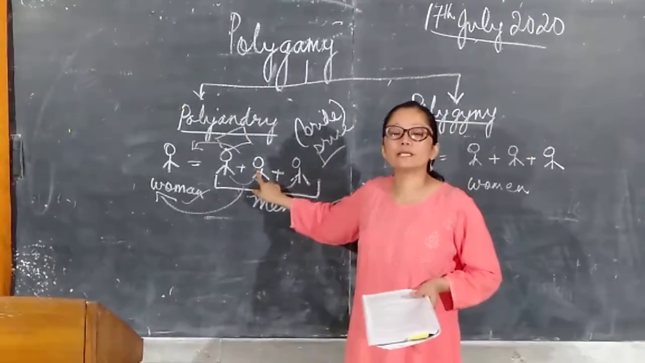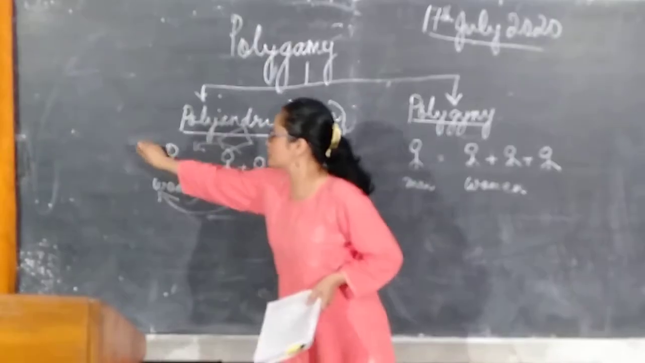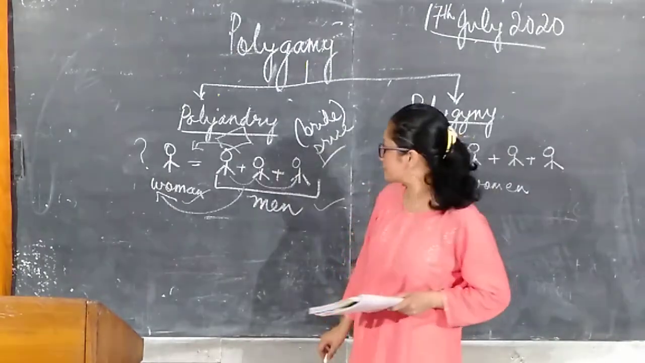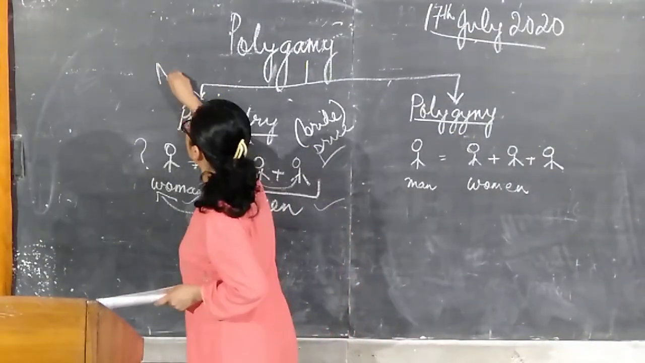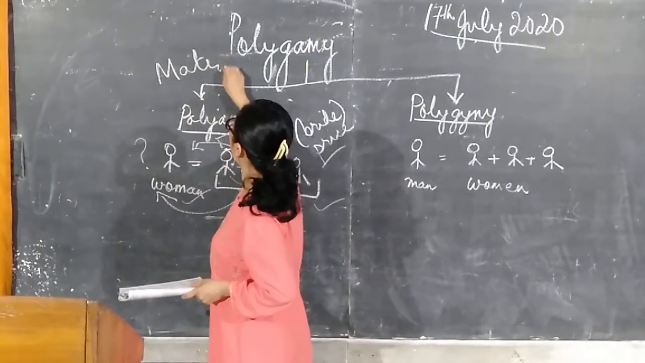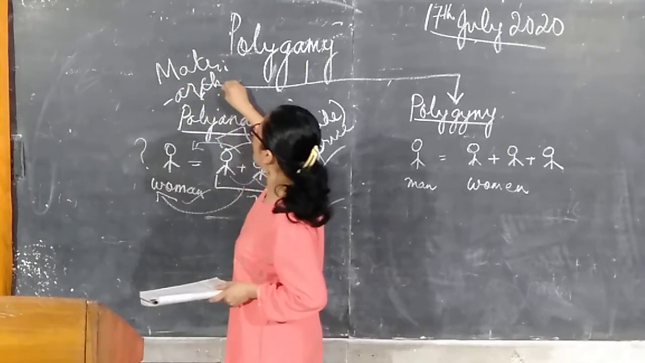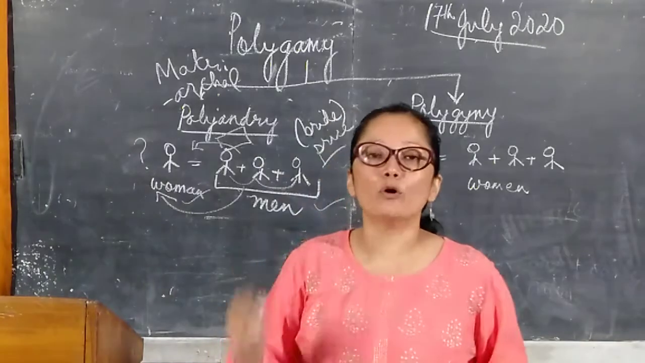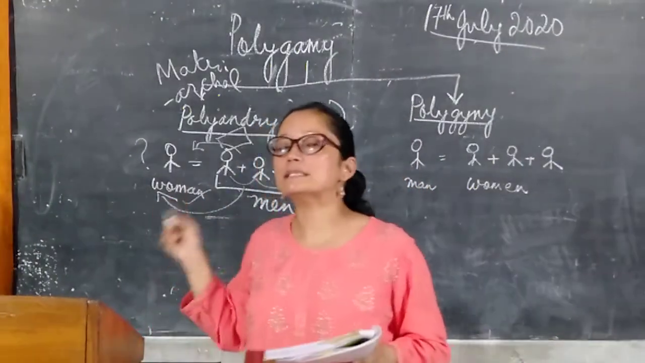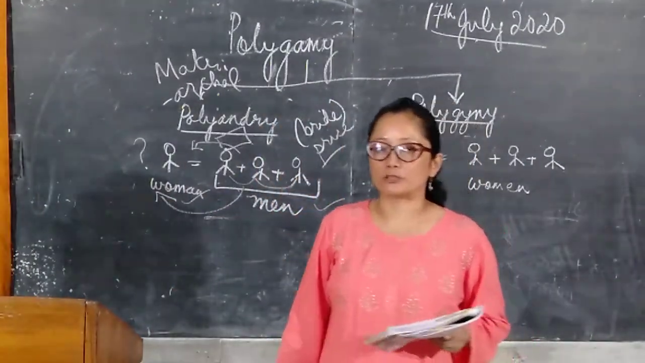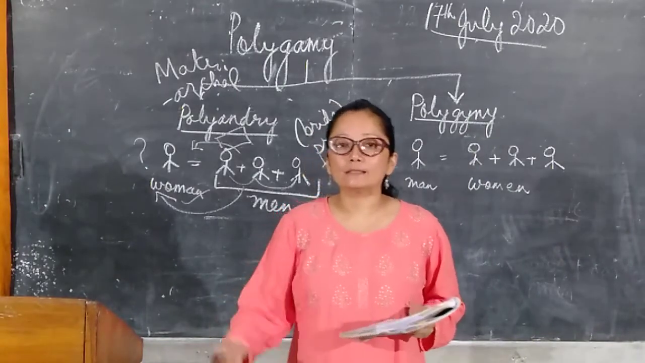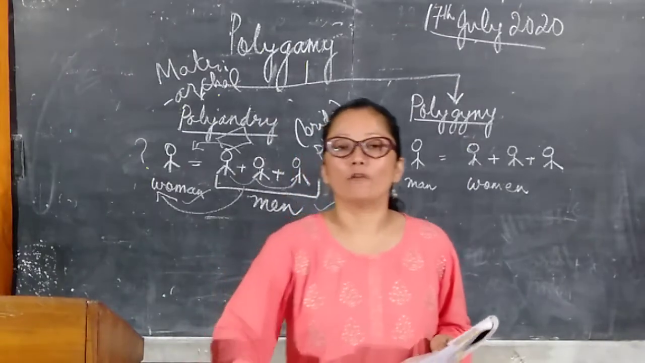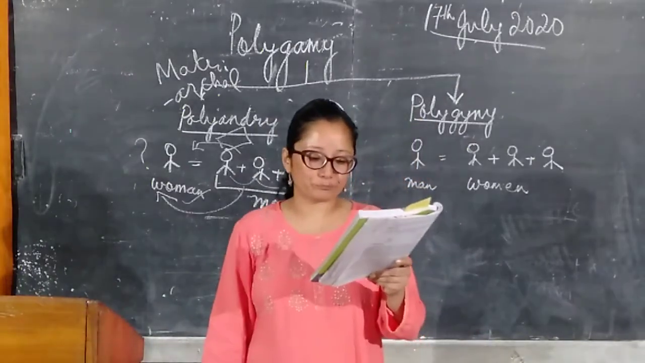Now, polygyny, most of you must have heard about it. But polyandry, again, the question comes, why are women given this kind of right? Here we are talking about most of the matriarchal societies, societies where women are more influential. Only in such societies are such marriages allowed. And the first husband sometimes takes the responsibility of the first 2 to 3 children.